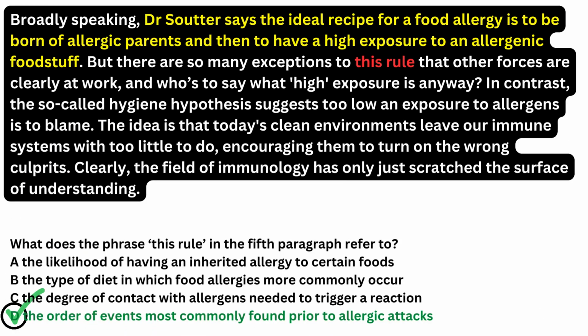According to the question, what does the phrase, "this rule," in the fifth paragraph refer to? Now, if you read the highlighted section, Dr. Sauter talks about the ideal recipe for a food allergy. First, a person should be born of allergic parents and then have a high exposure to an allergenic foodstuff. Then he says that there are so many exceptions to this rule. This means that the phrase, "this rule," means the order of events before food allergy.